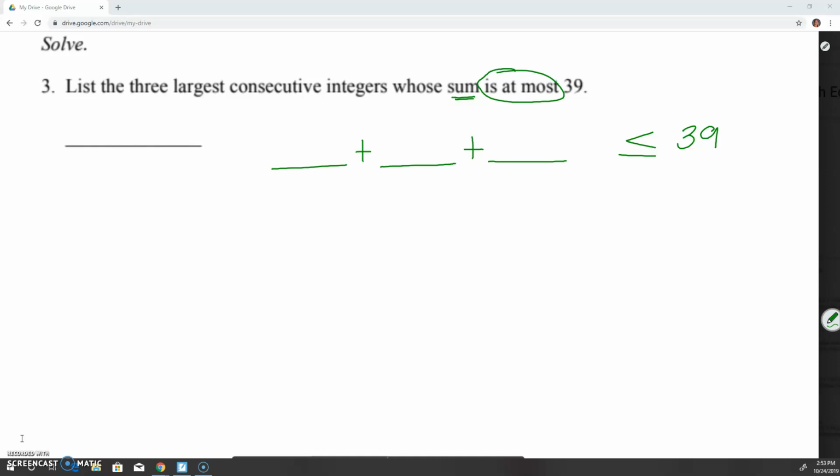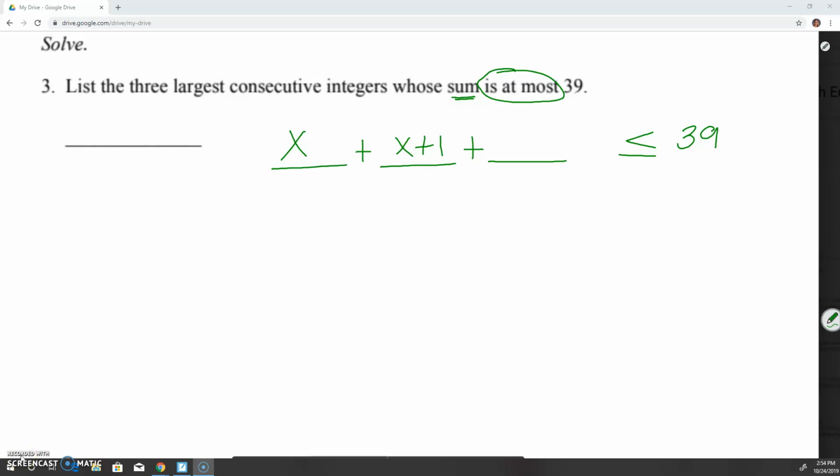I don't know what they are, so let's say this one is X. How do I get to the next number? Well, if you're at 1, how do you get to 2? You add 1. So if this is X, to get to the next one I do X plus 1.